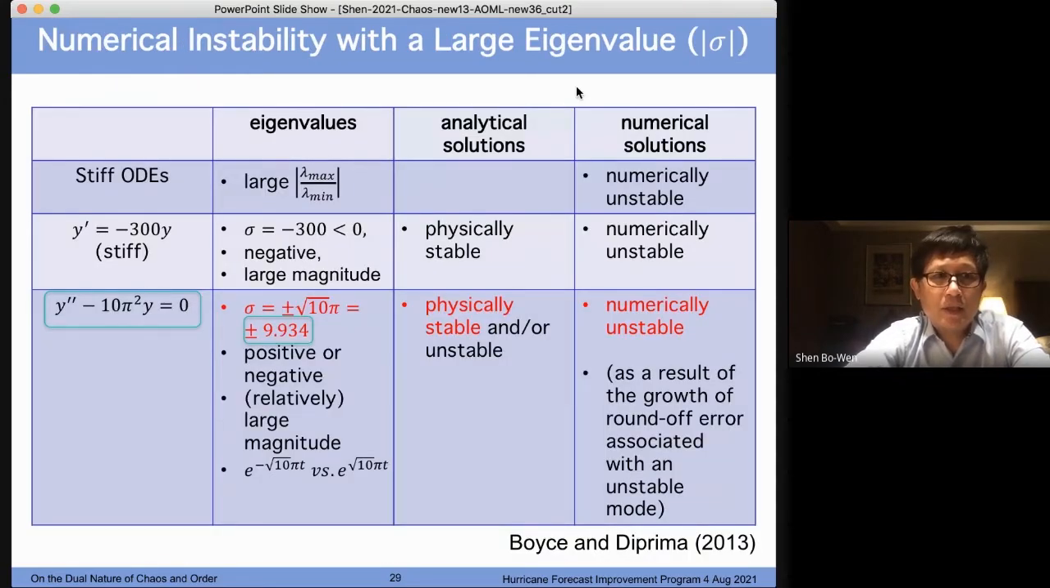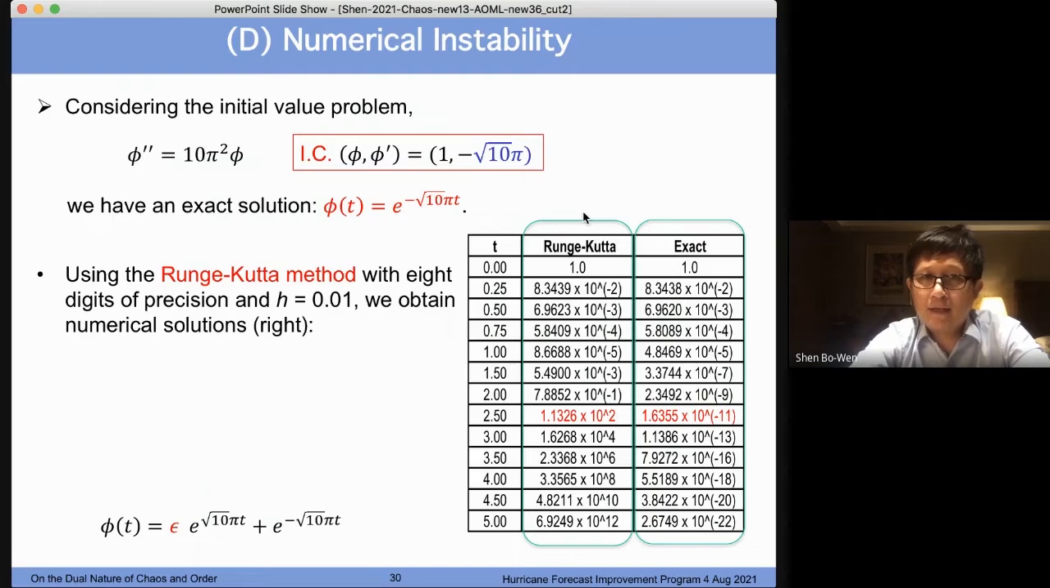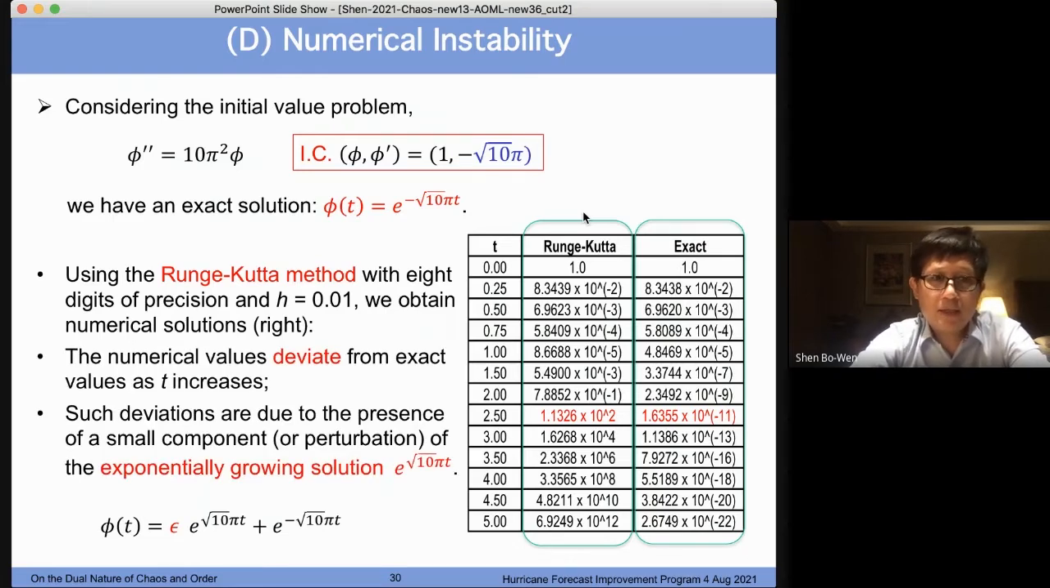Below, we are going to illustrate the numerical instability of the L69 model based on a simpler ODE that produces an eigenvalue of 10 pi squared, leading to a growth rate or decay rate of square root of 10 pi. The following initial conditions produce physically stable solutions as shown here. Its value is shown in the third column, which decreases with time, indicating stability. However, when the Runge-Kutta scheme is applied, the numerical solution is shown in the second column, which increases with time, indicating instability. The reason we have instability is because numerical error may introduce non-zero coefficients for unstable modes. As a result, error amplifies as time proceeds. Eventually, the unstable mode dominates.